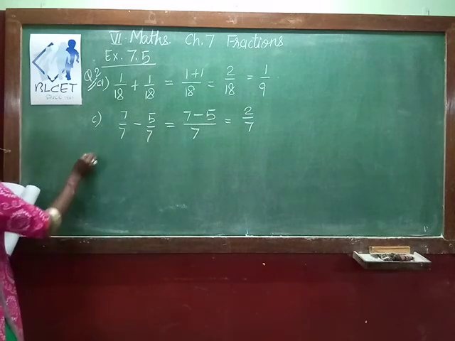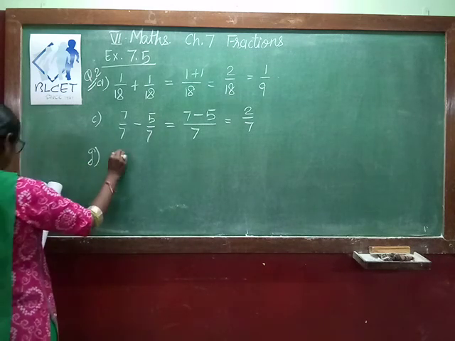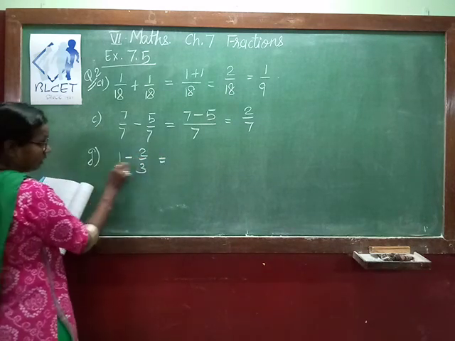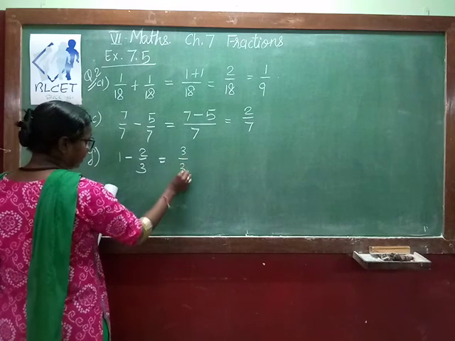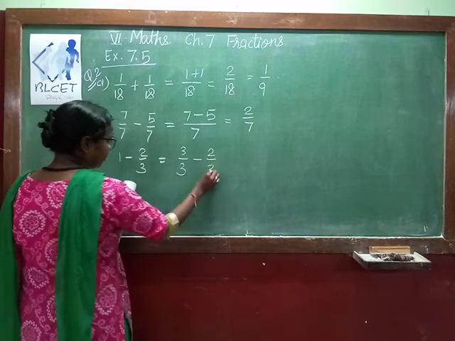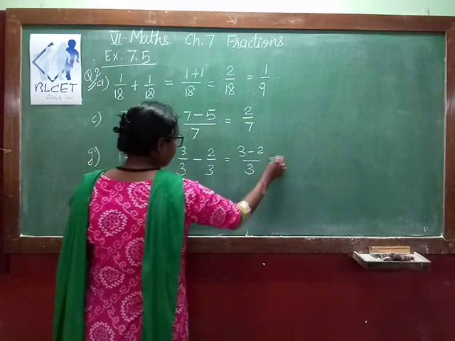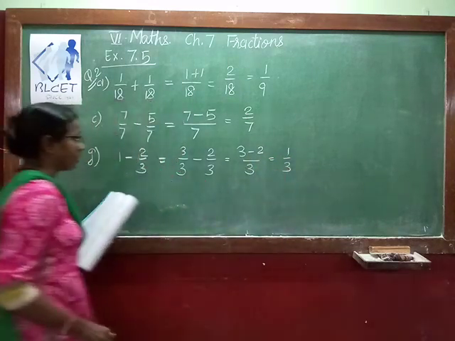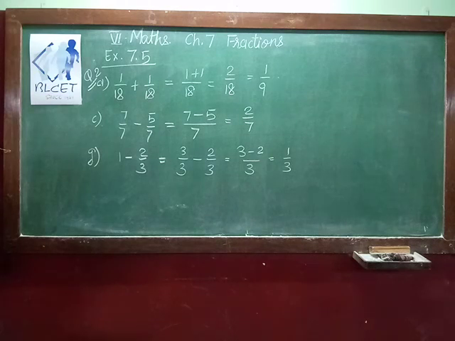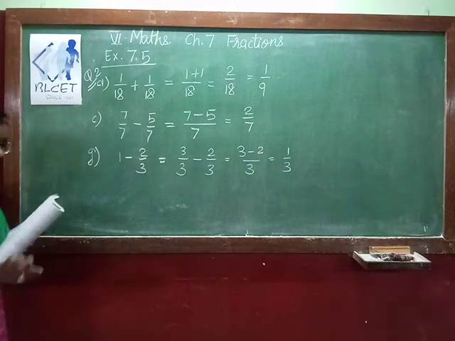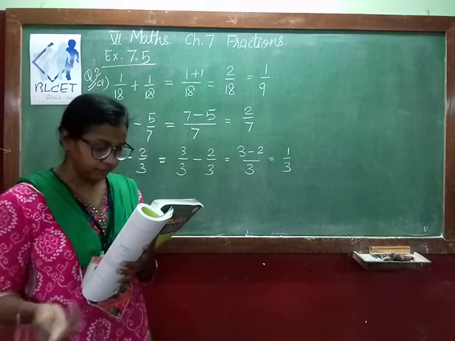Now I am solving question number G. That is 1 minus 2 by 3. One hint is given to you that 1 can be represented as 3 by 3. Now do the subtraction. 3 minus 2 divided by 3 will give you 1 by 3. So this way we can solve question number G. Next is 1 by 4 plus 0 by 4. What is your answer? 1 by 4.